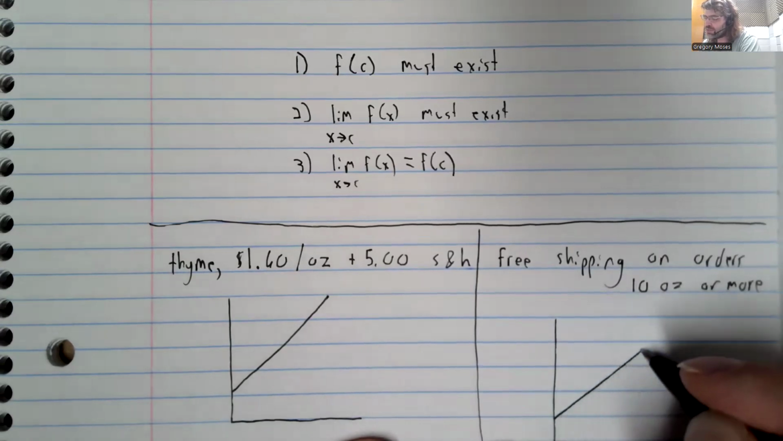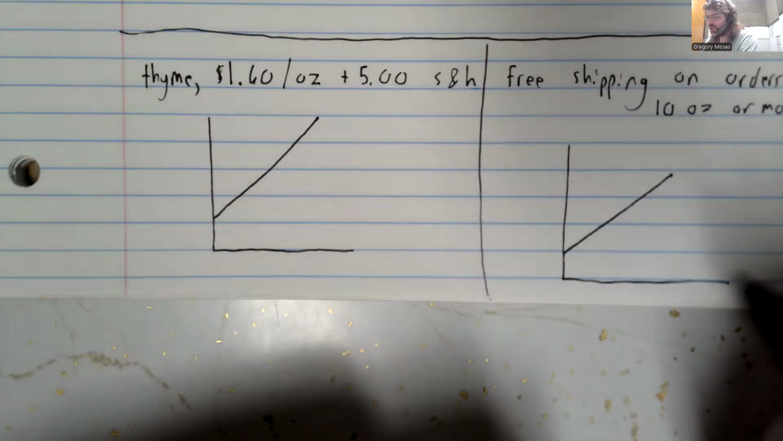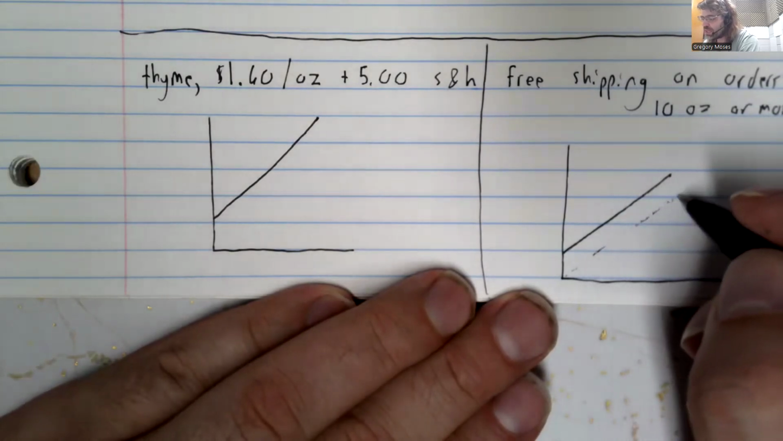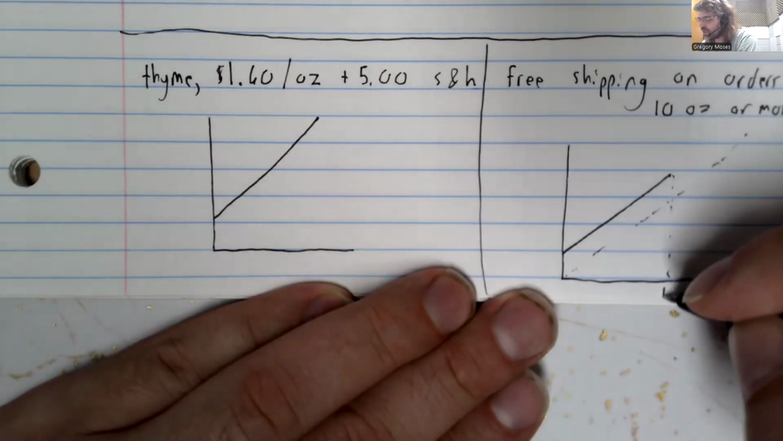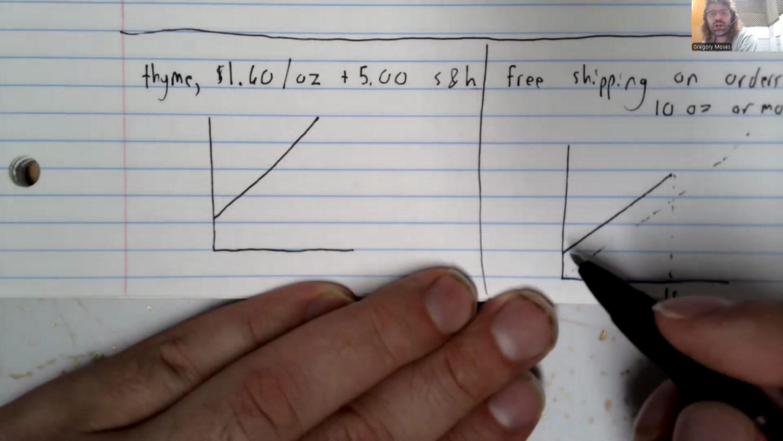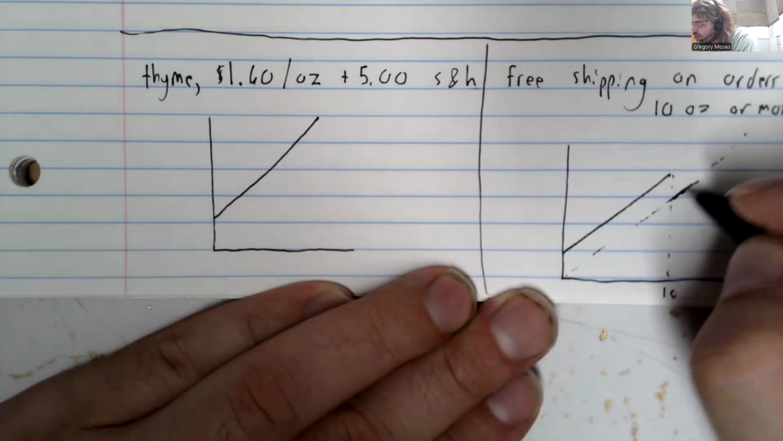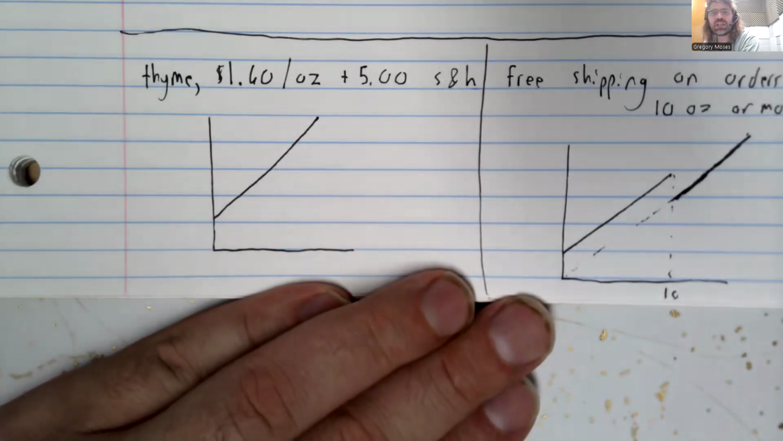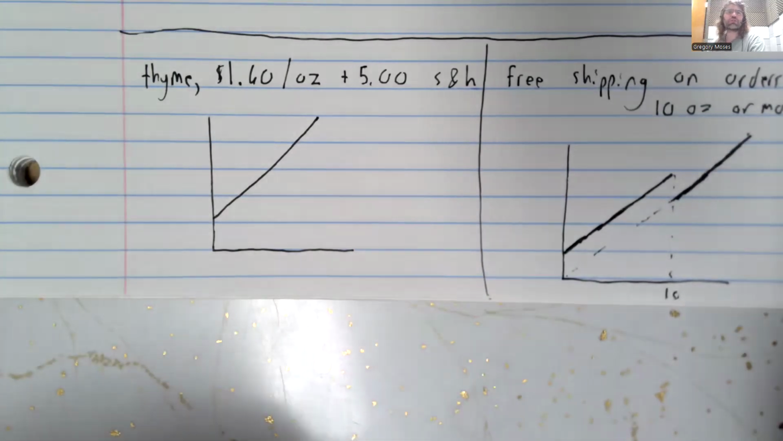Here is the graph with the shipping and handling. Here is the graph if you didn't have to pay shipping and handling. And at 10 ounces, we go from having to pay shipping and handling to not having to pay shipping and handling. And you see the graph jump down as a result of that.